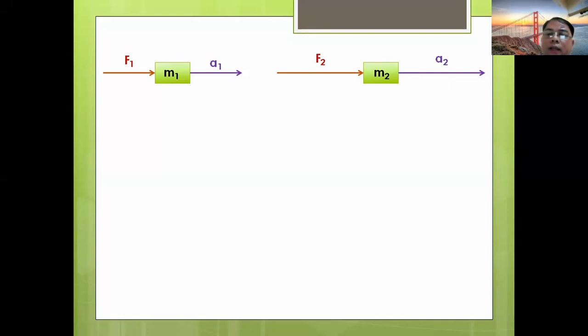Then we will see that if M1 and M2 are of the same mass, or number of kilograms, and F2 is a bigger force compared to F1, then the acceleration will not be the same. The body with a greater force will tend to have a greater acceleration. So in this case, acceleration 2 or A2 will be bigger than A1. So what's the factor that affects the greater acceleration? It is the force.